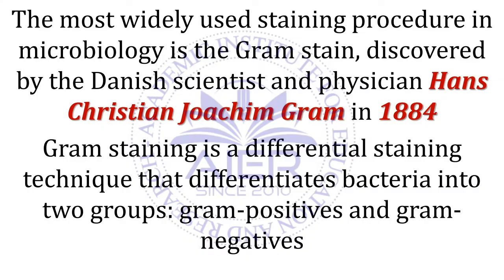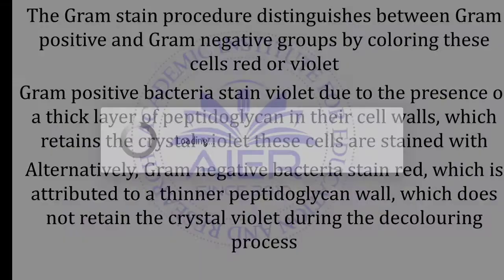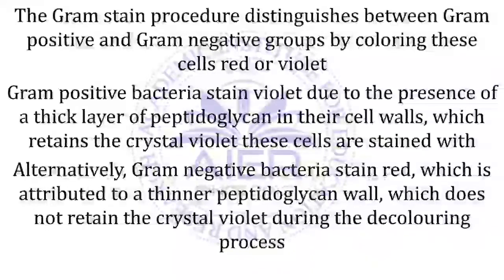Now, the most widely used staining procedure in microbiology is the gram stain, discovered by the Danish scientist and physician Hans Christian Joachim Gram in the year 1884. Gram staining is a differential staining technique that differentiates bacteria into two groups, as I told you earlier, gram positive and gram negative. The gram stain procedure distinguishes between gram positive and gram negative by coloring these cells as red or as violet.